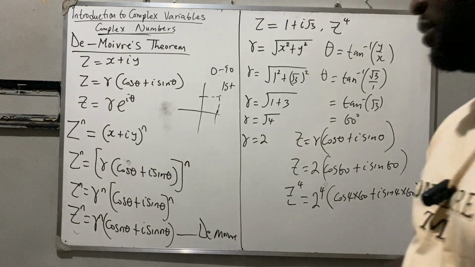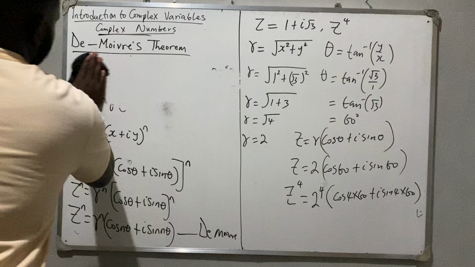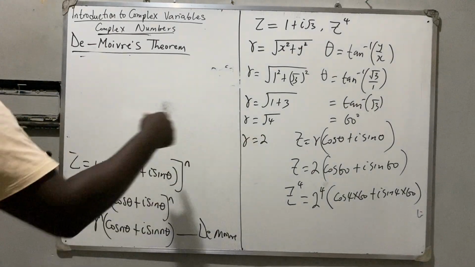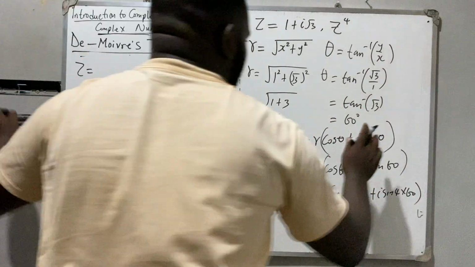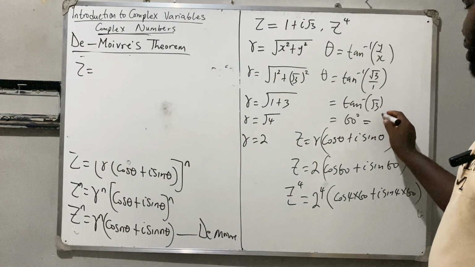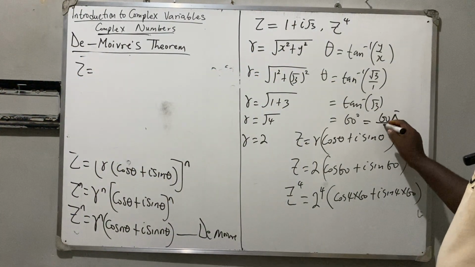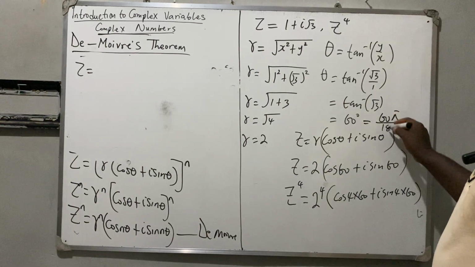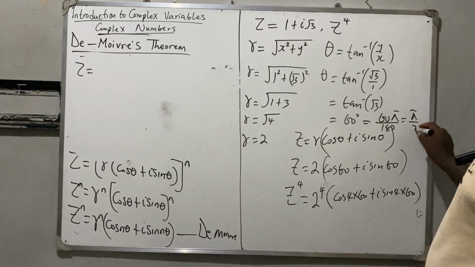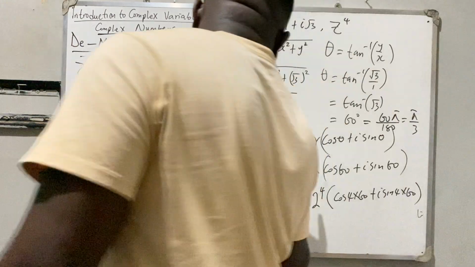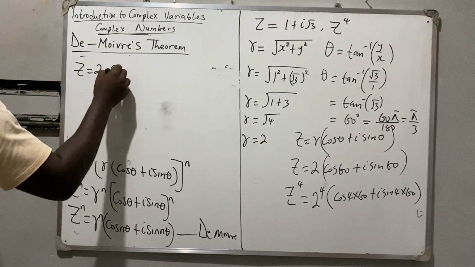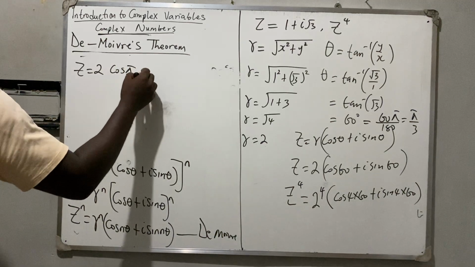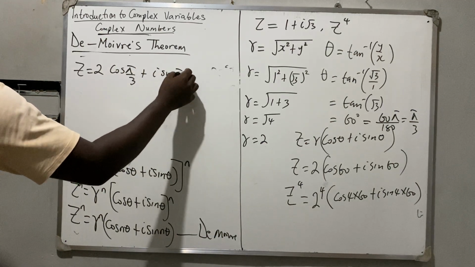must be in radian. So the answer must be in radian. So if the answer is to be in radian, that means I have to convert this 60 to radian. Converting 60 to radian is simply attach pi to it and divide by 180. Reduce this to the lowest to give you pi over 3. So z is the same thing as saying 2 (cos pi over 3 plus I sine pi over 3).